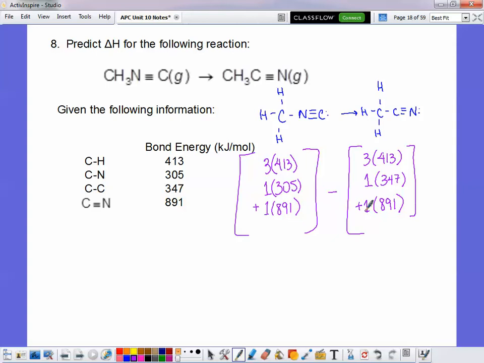But we can cut out a few things here. For example, the 413, or the 3 carbon-hydrogen bonds, they didn't really break and reform, so we can actually cancel that out. Same thing with the carbon-nitrogen triple bond. Net, it didn't change. So really, it's just going to be 305 minus 347. So our delta H is 305 minus 347, which is negative 42 kilojoules per mole, which is our delta H.